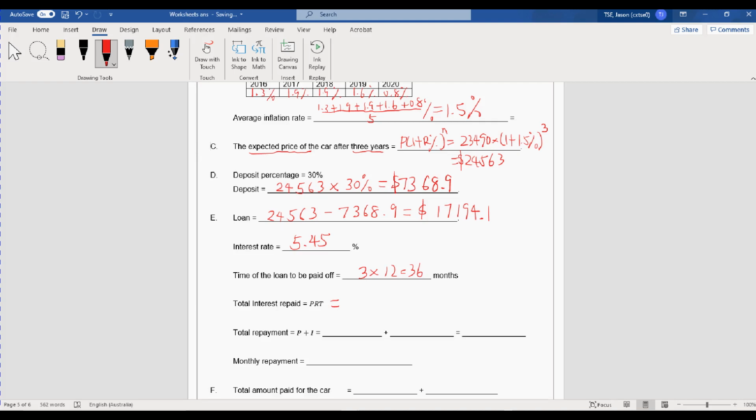We use simple interest here. The P here is not the price, but the loan. So this number is the loan, so you use this one. The interest rate is 5.45%. And T, remember, it must be in years, not months. So that must be 3 years.